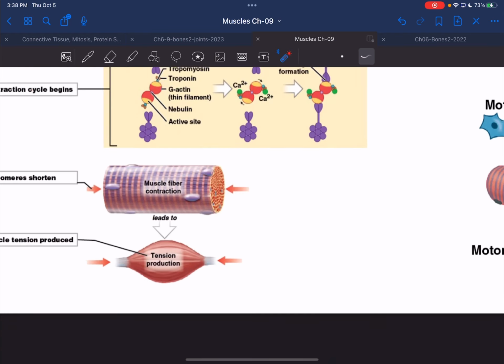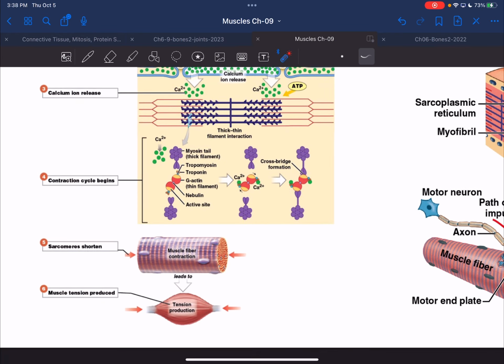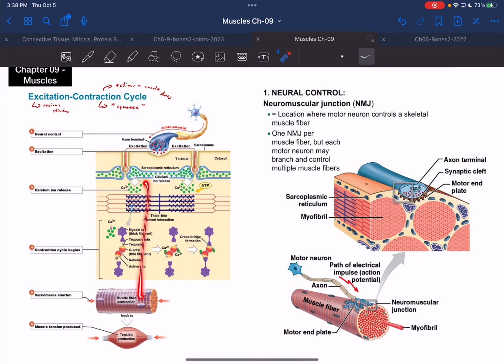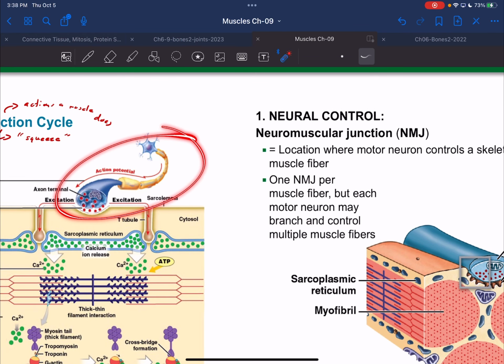This is what physio really stresses on. So this is something you're going to encounter when you get to physio. But everything we discuss in anatomy is up. So first thing, we begin with neurocontrol.